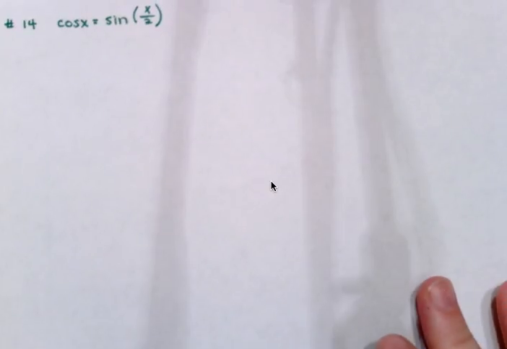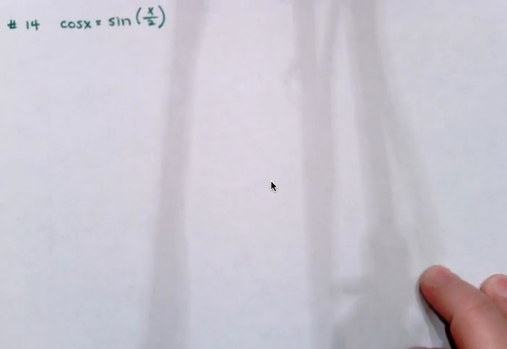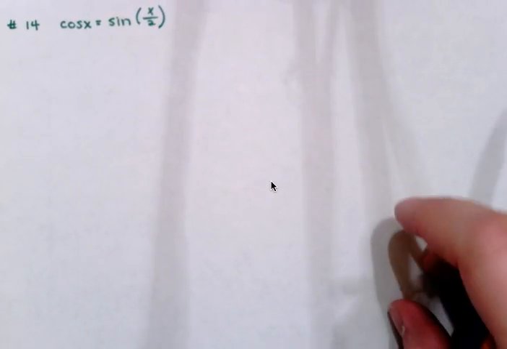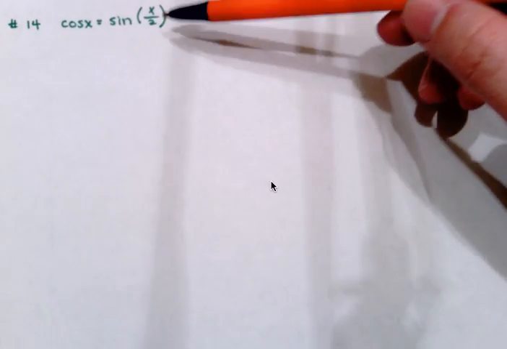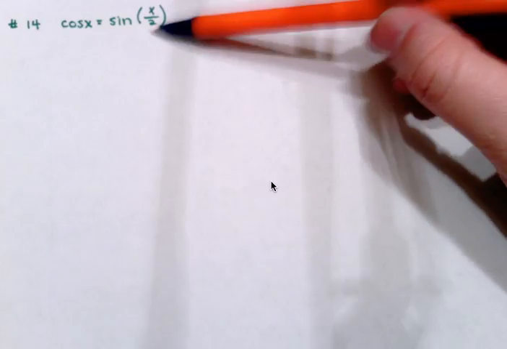This is number 14 on your 5.3 and 5.4 chapter review for your quiz tomorrow. It wants you to solve for x. So the problem is cosine of x equals sine of x divided by 2. Well, the first thing that should be going through your head is an alarm, because I have that sine of x divided by 2. I'd rather have this just be x.